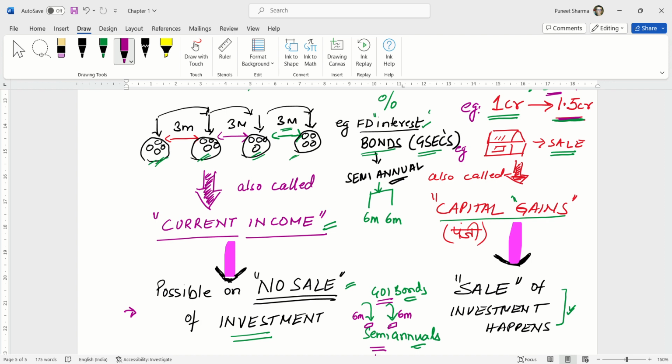But in case of shares, you have bought some and you have sold, then only you got 50 lakhs of gain. In case of a house, you bought a house and you sold the house, then you got a capital gain in it. So this type of return happens when there is a sale of the investment.